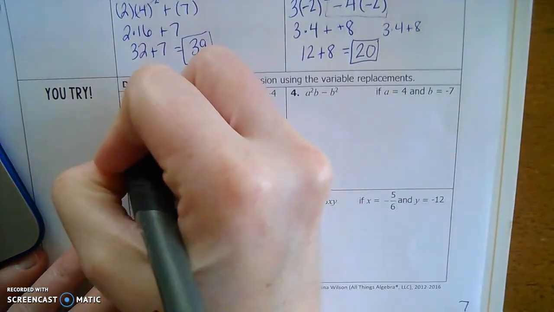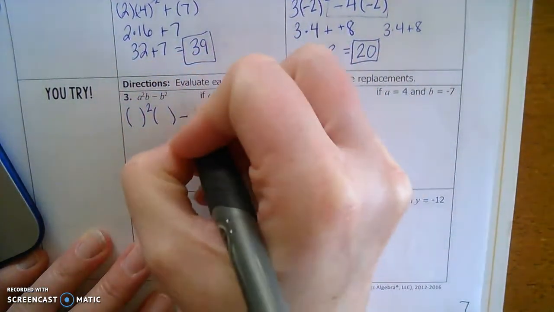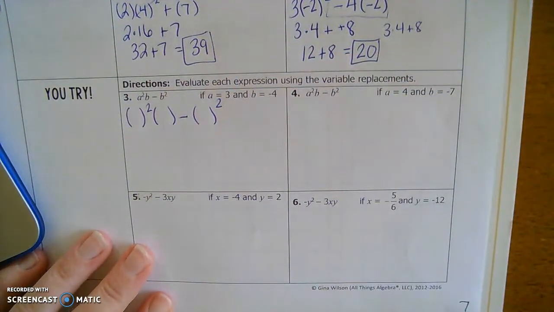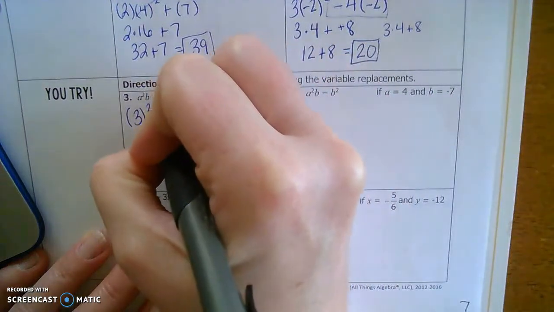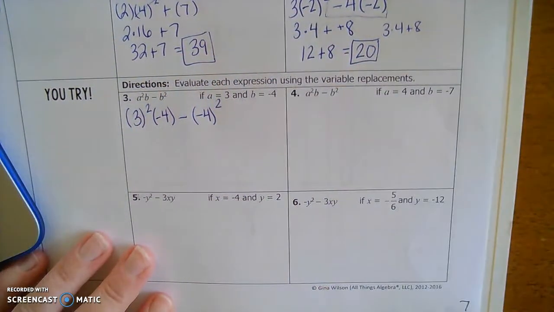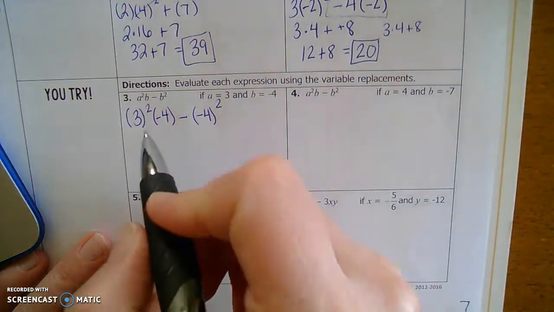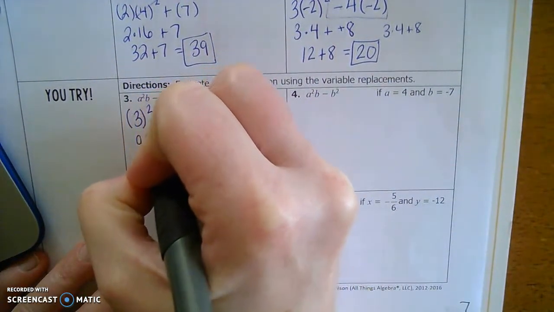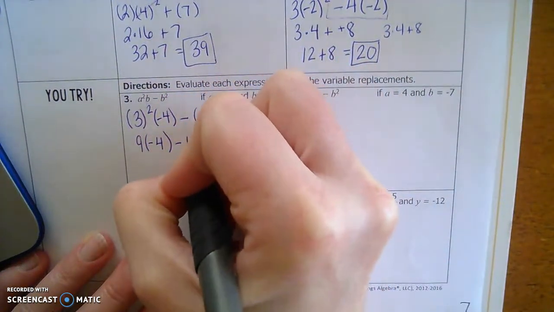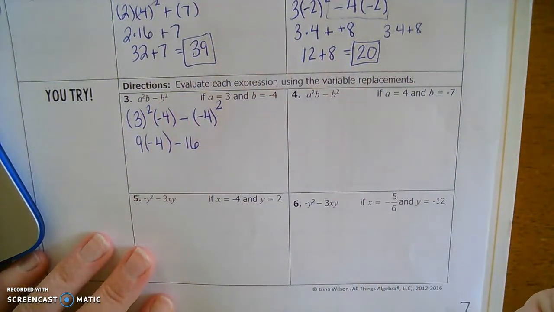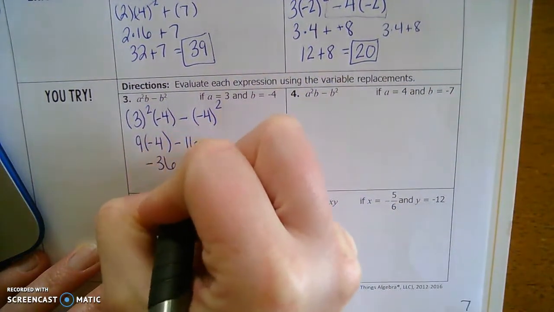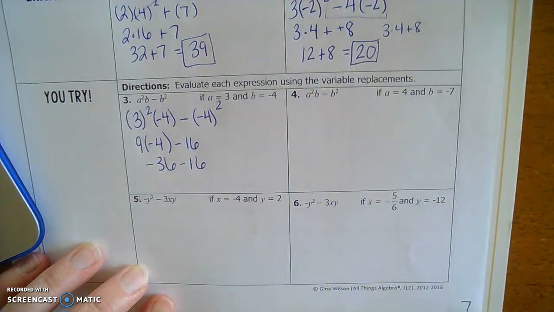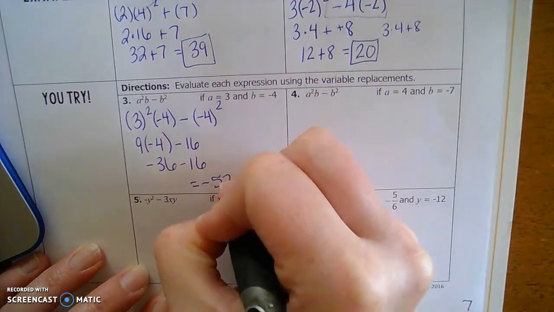Number 3 would look like a squared b minus b squared. So a is 3, b is negative 4. So the first part is just making sure you put the correct numbers in the correct place. 3 squared is 9 times negative 4 minus negative 4 squared is positive 16. 9 times negative 4 is negative 36 minus 16 gives us negative 52 for our final answer.